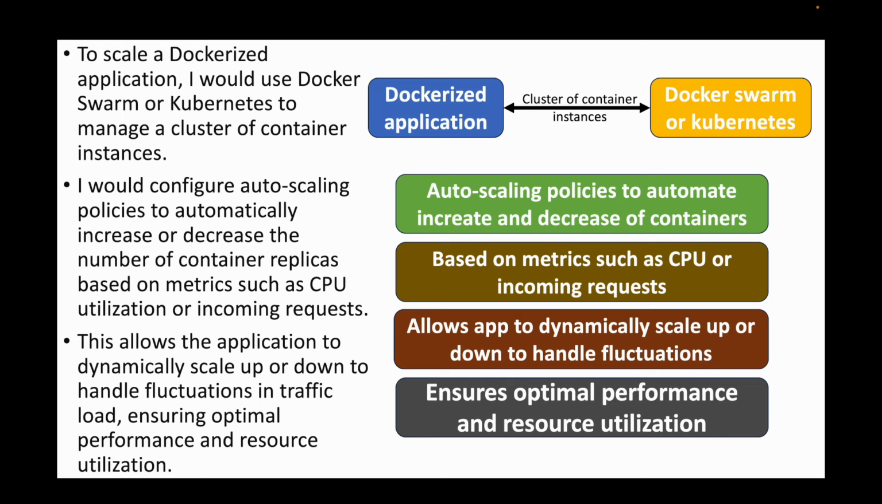So we can definitely implement auto scaling based on, let's say, CPU utilization. That way, if the CPU utilization is high, more containers will be launched, and if the CPU utilization is low, the containers will scale down so that we always have the right number of containers to handle the traffic fluctuations.